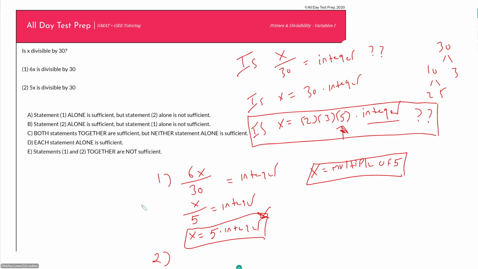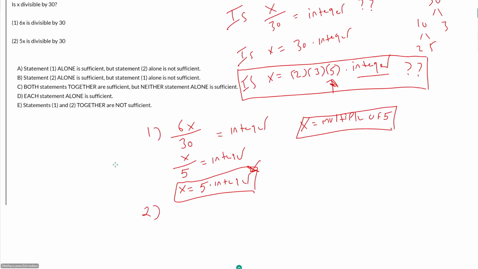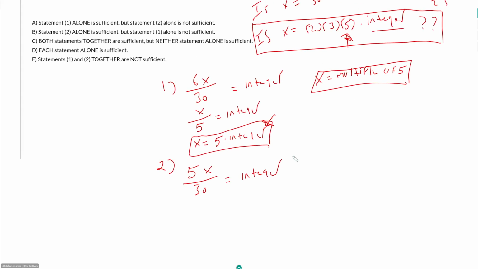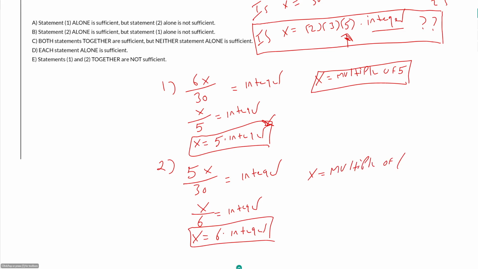Statement 2 says 5x is divisible by 30. If we do the same thing, this is saying 5x over 30 is equal to an integer. 5x over 30 is the same as x over 6. So x over 6 is an integer, which means x is equal to 6 times an integer, which means x is a multiple of 6. So our 6 is our 2 and our 3, but we don't know about our 5.